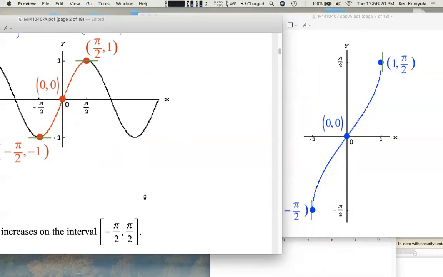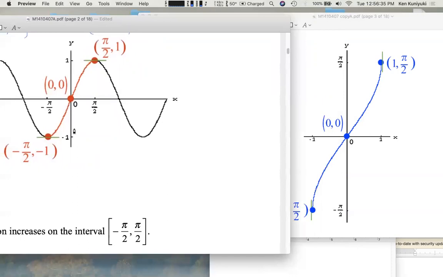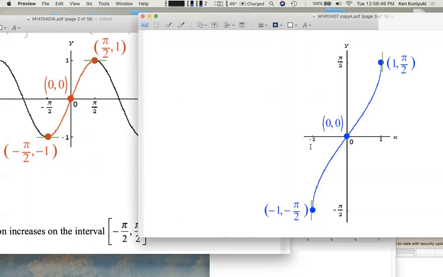A few other observations. First of all, notice that the restricted sine function is still odd. The inverse of an odd function is odd. That is true. This blue graph, this inverse graph, is also symmetric about the origin. Second, the red graph here is going up. The restricted sine function is increasing, and the inverse of an increasing function is also increasing. This graph is also going up from left to right.